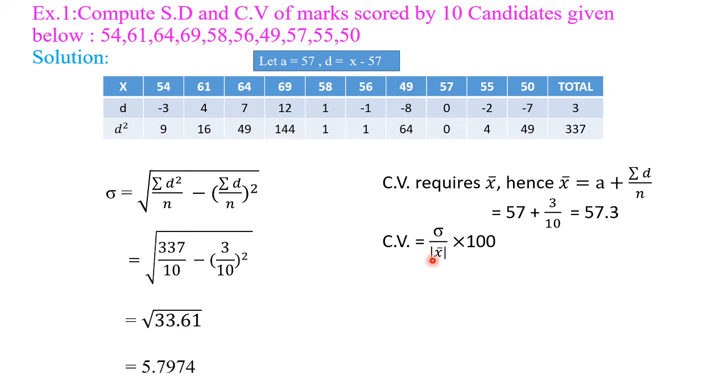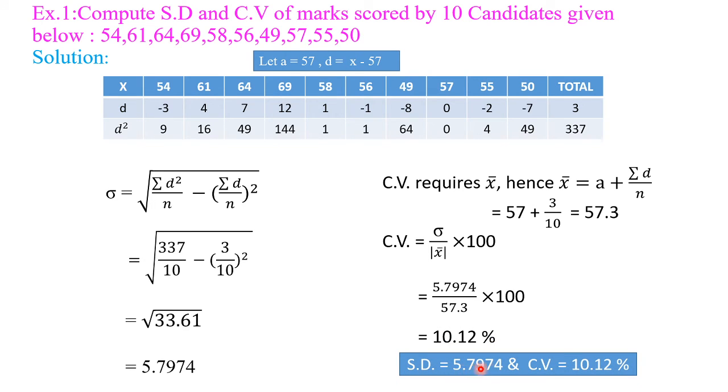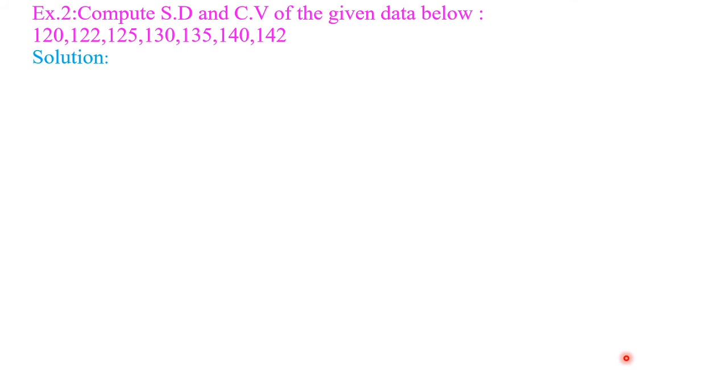Then, the formula of CV is sigma divided by mod x bar into 100. So, put this value: sigma 5.7974, x bar 57.3, into 100. So, we get 10.12%. So, standard deviation is 5.7974 and CV is equal to 10.12%.